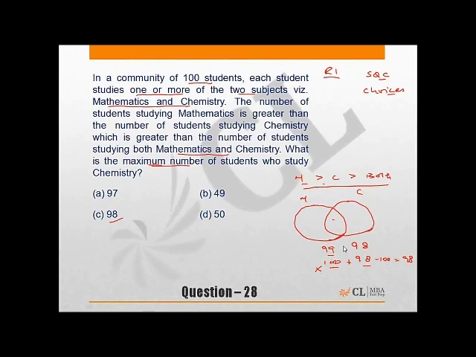Next, when chemistry is 98 and mathematics is 99, studying both is 99 plus 98 minus 100, which is 197 minus 100, 97. This satisfies both the conditions, hence this should be the answer. While you can solve this mathematically, to me it is always easier and faster to use the choices, which is why you will find me using these choices on a very regular basis. The simple process we adopted here was to use the choices. Let's move to the next question.